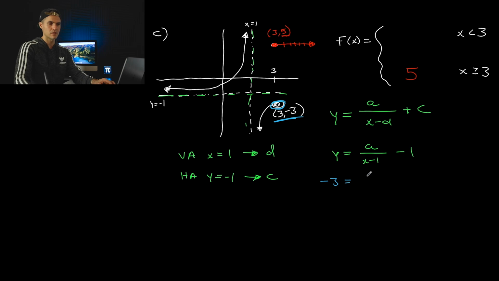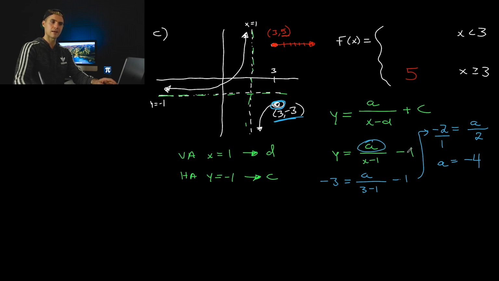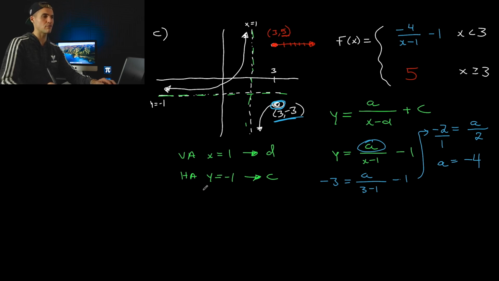So we'll have negative 3 equals a over 3 minus 1, minus 1, like that. Bring this minus 1 over, negative 3 plus 1, right? Changes signs. That would be negative 2 equals a over 3 minus 1 gives us 2, like that. Yeah, everything is good. So from here, I'm going to put the negative 2 over 1, cross multiply. 1 times a is a, negative 2 times 2 is negative 4, like that. And so we would put the negative 4 right there, and then that would be our function, right? So it'd be negative 4 over x minus 1 minus 1, like that. That's how the y values would be defined for that left function right there.